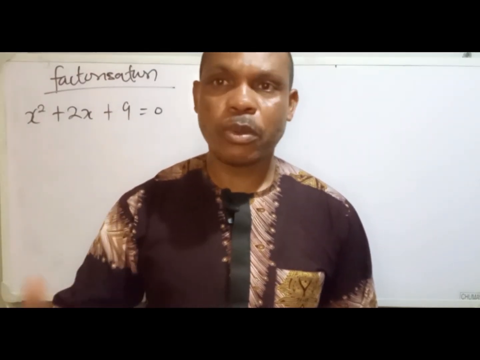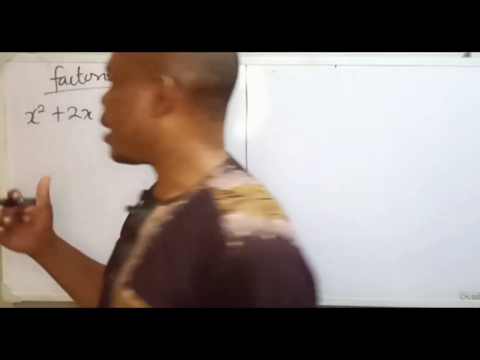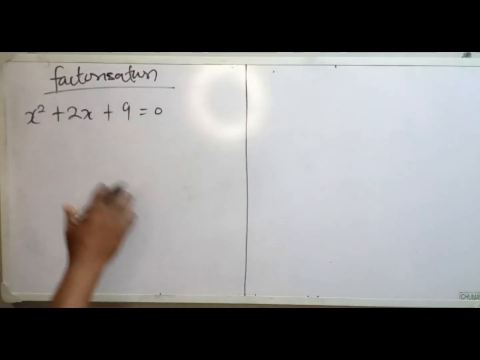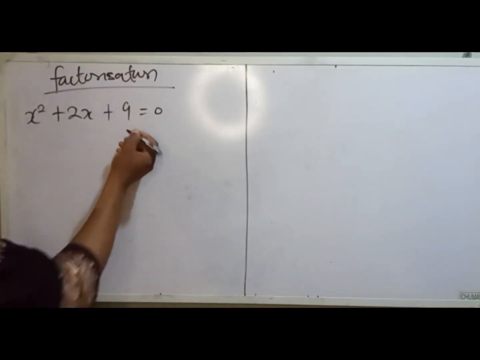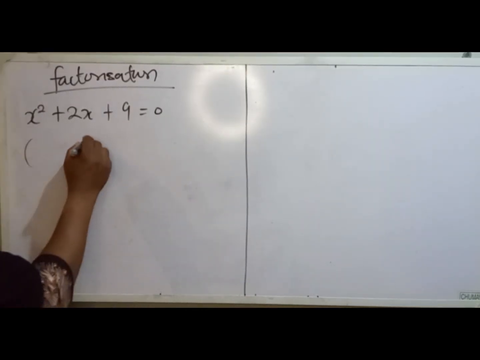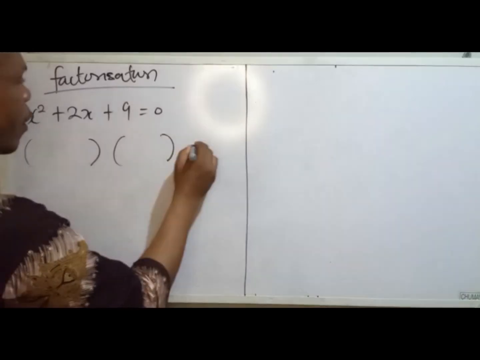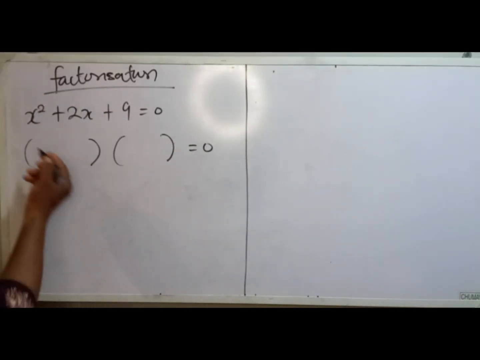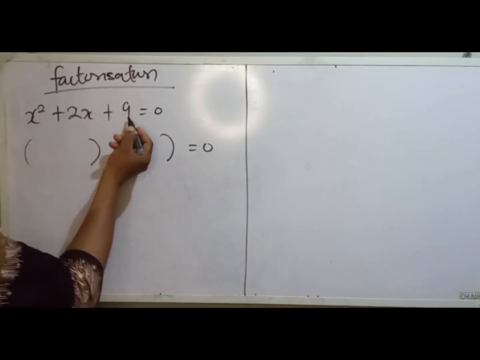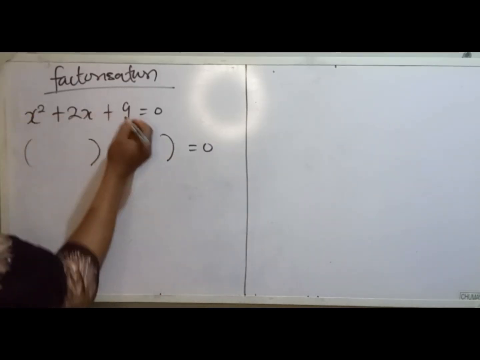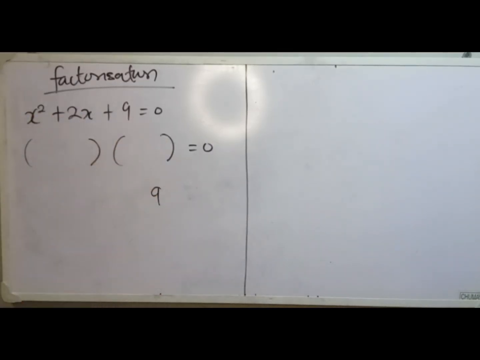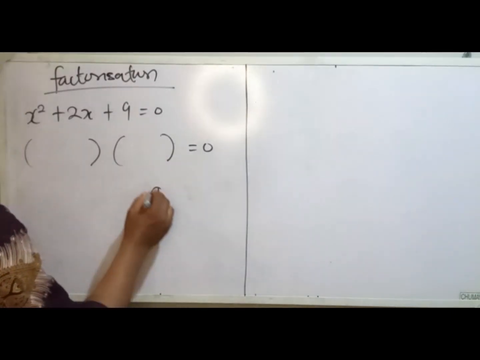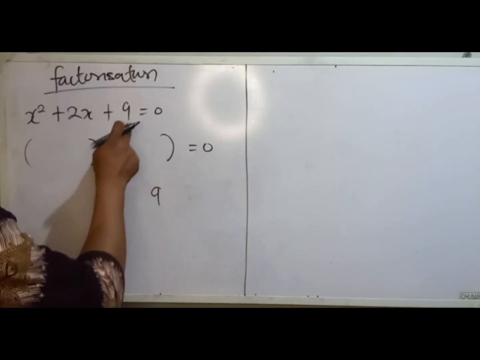For example, the one we have on the board here cannot be factorized. Some quadratic equations cannot be factorized, and let's try and see if we can factorize this. So I have this bracket here, and like we earlier explained, you have to multiply the coefficient of x squared by 9. That's 1 times 9 will give you what? 9. So now what factors of 9 can be multiplied to give us 9?